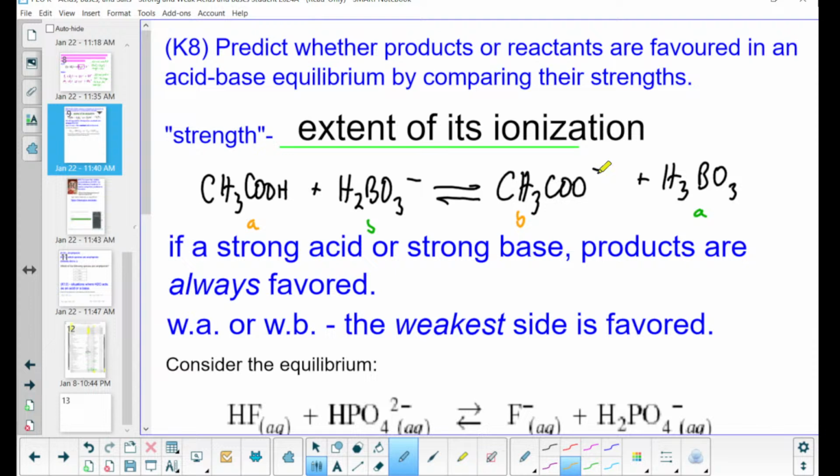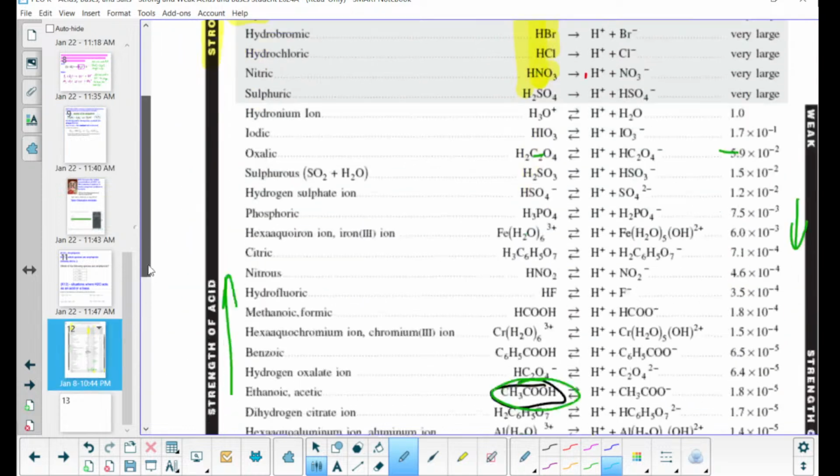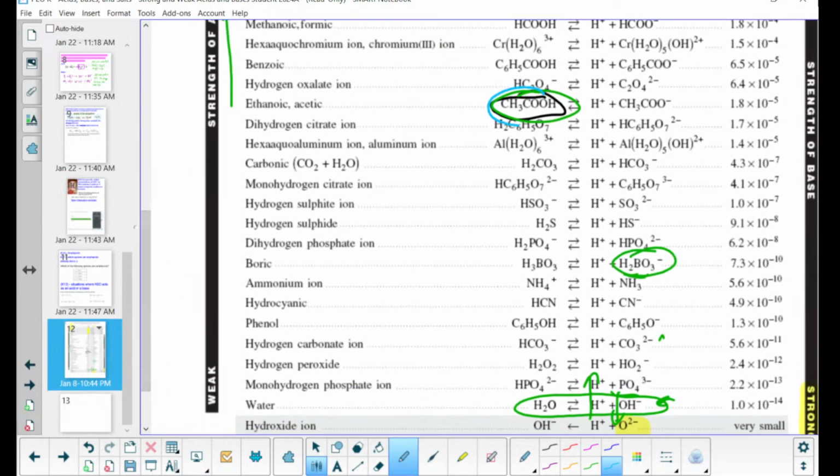Now we compare. This is an equilibrium. Which side is favored? As in, where will we find most of the stuff? Will we find it on the right, or on the left? Quickest way to do that: we have an acid, and we have an acid. Which is the stronger acid? The one on the left. That's the stronger acid. It's the stronger of the weak.